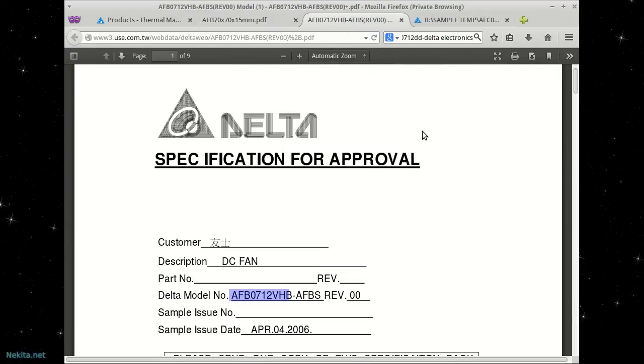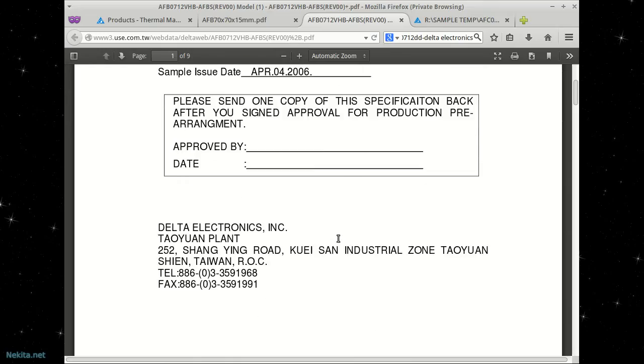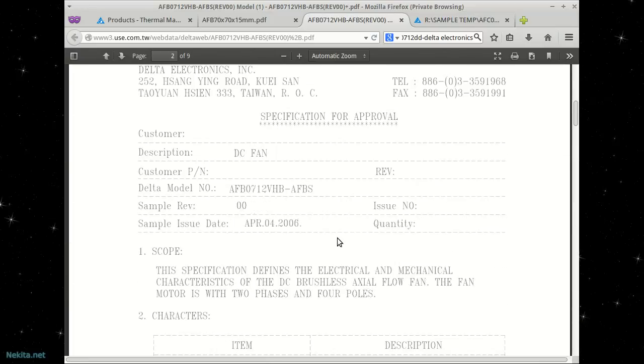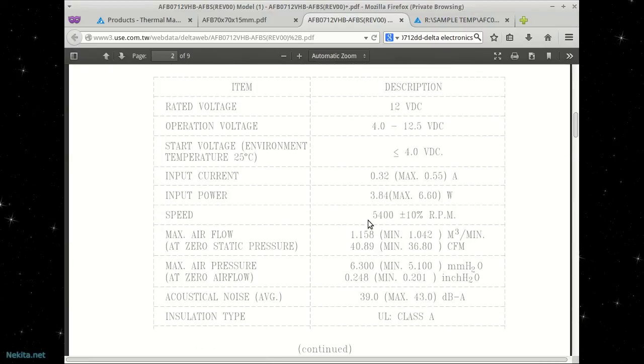Now take a look at this document, specification for approval, that somehow is using the AFB0712VHB with an addition of AFBSREV00 on some type of application, and it states that at 5400 RPM with a plus and minus of 10%, it produces almost 41 cubic feet per minute with a minimal of almost 37 cubic feet per minute. So this is still the 15 millimeter one.